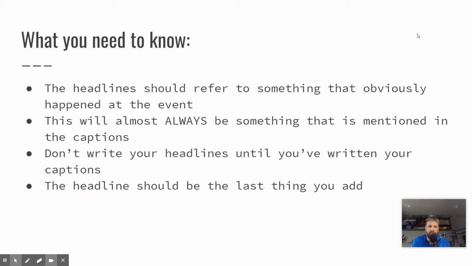Here we go. What you need to know now. The headline should always refer to something that obviously happened at the event. And I'm going to give you a lot of examples of this, all right? This will almost always be something that is mentioned in the captions or is super obvious from the photo. And so one of the things I don't want you to do is you should never, ever, ever write your headlines until you've written your captions. Writing your captions first makes writing the headline substantially easier. So the headline should be the last thing you add.